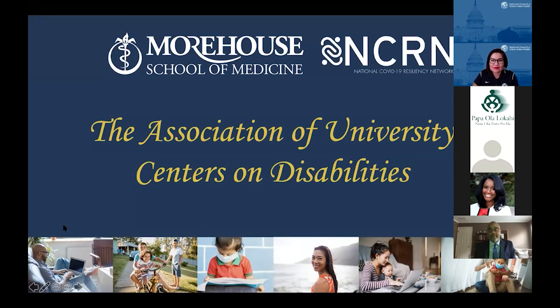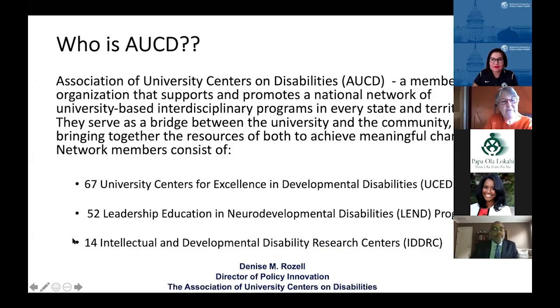Hi, everyone. My name is Denise Roselle. I'm the Director of Public Policy for the Association of University Centers on Disabilities. I wanted to start out by talking for a minute about who AUCD is. We are a member organization that supports and promotes a national network across the United States and every state and territory of university-based interdisciplinary programs that serve as a bridge between the university and the community, particularly around issues of disability. Originally around issues affecting people with developmental disabilities, now more generally around connection with people with disabilities.